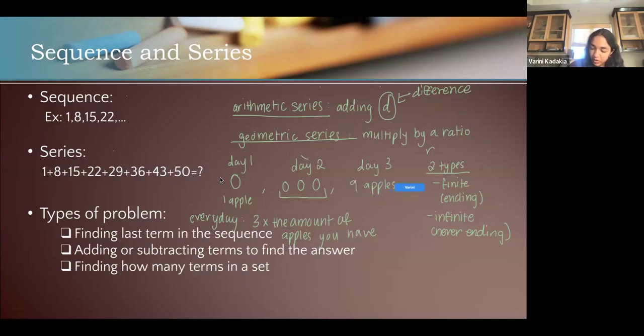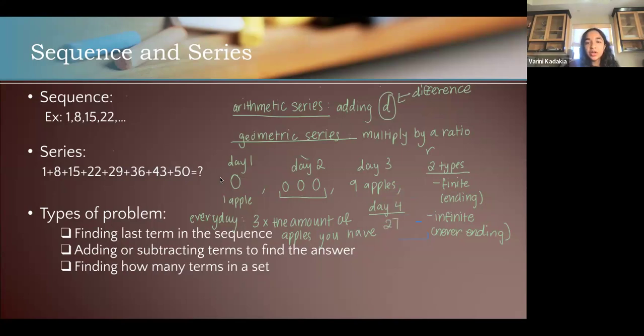Okay, let's do one more. How about day 4? How many apples would I have on day 4? You're not adding, it's 27. Yeah, 27.